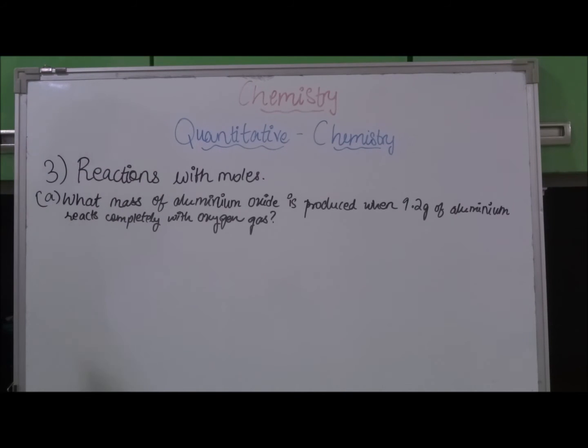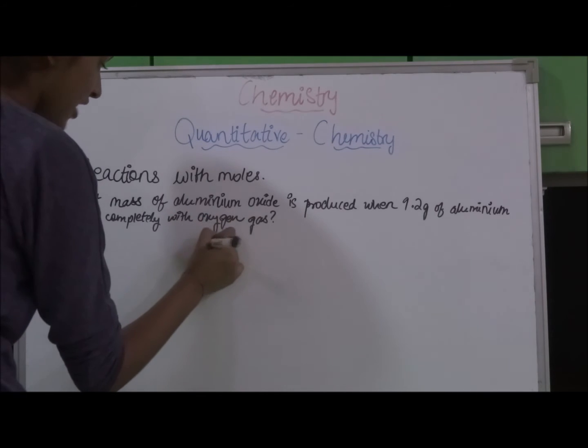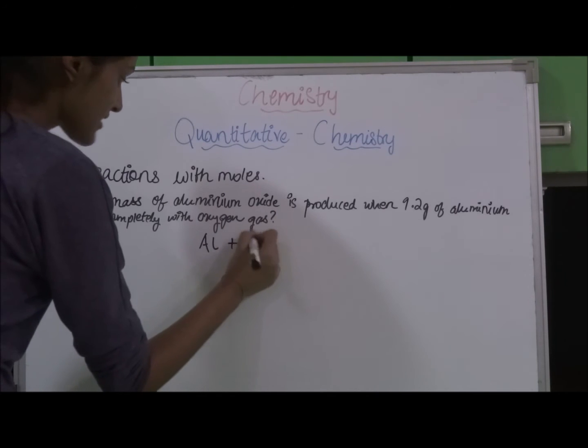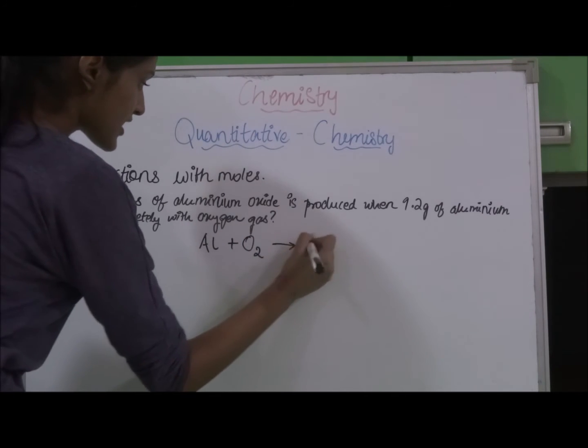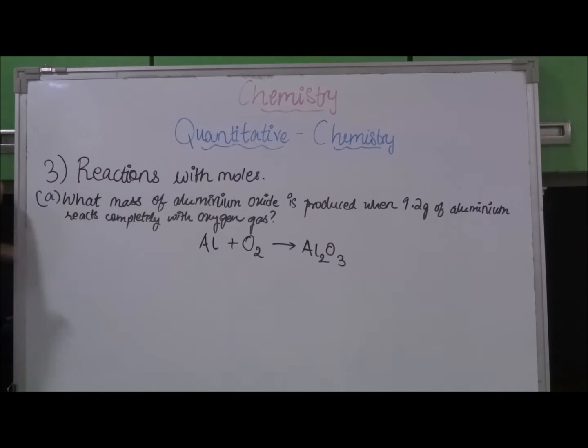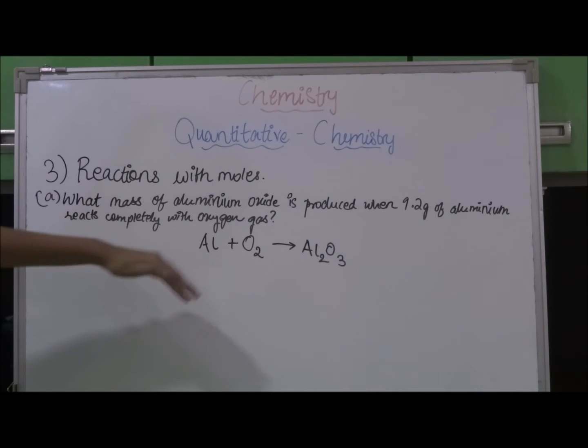So the question is, what mass of aluminium oxide is produced when 9.2 grams of aluminium reacts completely with oxygen gas? To solve such questions, we first need to write a balanced chemical equation, which means we need to list down how the reaction will take place. That is, aluminium plus oxygen gives Al2O3. And to balance this means that the number of atoms on either side should be the same.